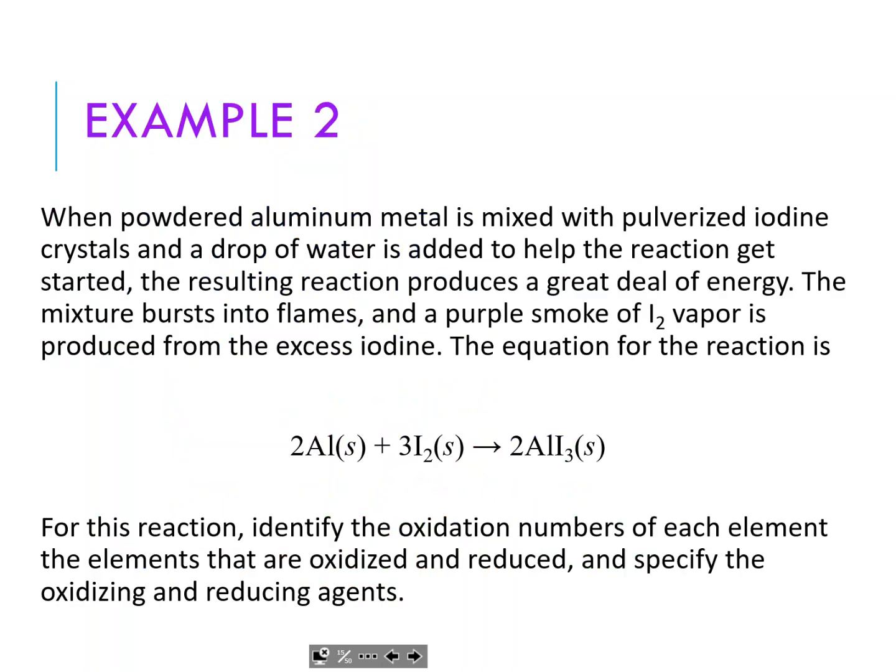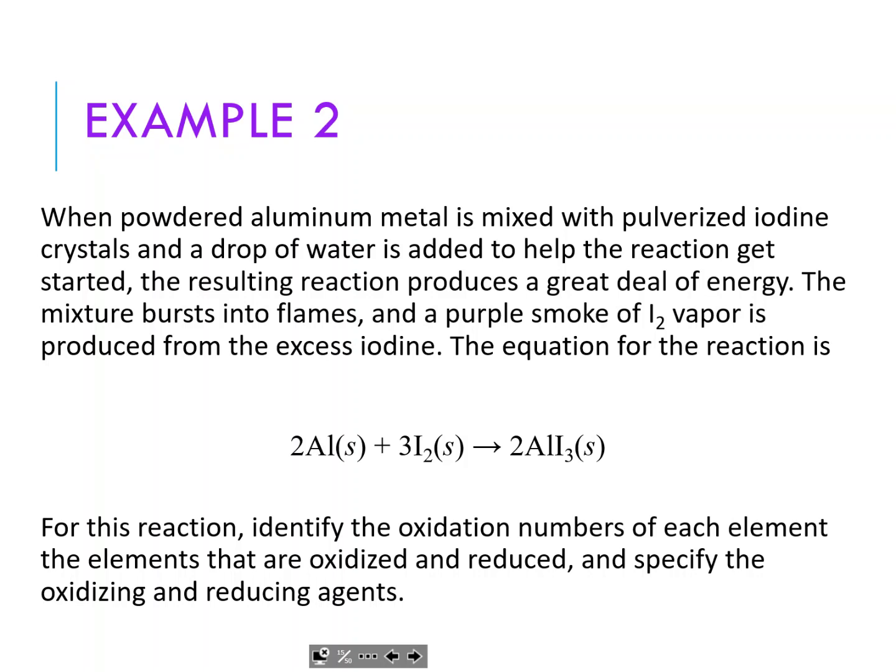All right, now, you're given a reaction like this one. When powdered aluminum metal is mixed with pulverized iodine crystals, drops of water are added to help the reaction get started. The resulting reaction produces a great deal of energy, so it's exothermic. The mixture bursts into flame, and purple smoke of iodine vapor is produced from the excess iodine. So the equation for the reaction is aluminum plus iodine gives you aluminum iodide. Basically, after all that lovely setup, it's going to want you to assign the oxidation numbers, determine what is oxidized, what is reduced, and what the agents are.